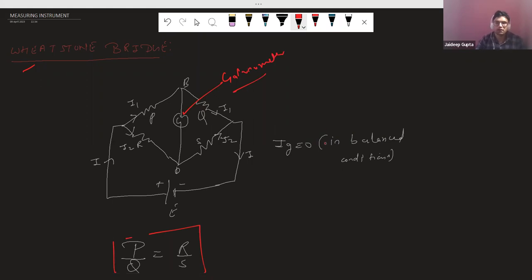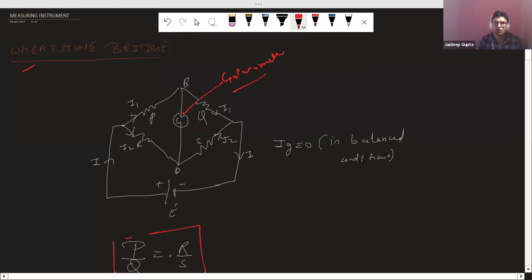So, in balance condition, that is, there is no current in the galvanometer. If the current is zero in the galvanometer, then P over Q equals R over S.